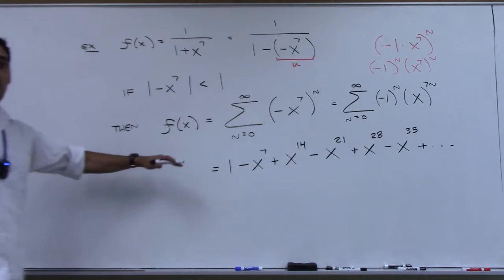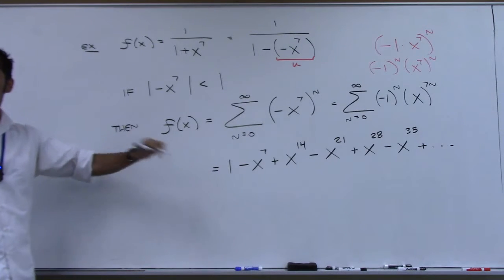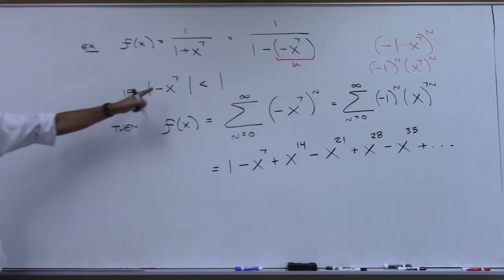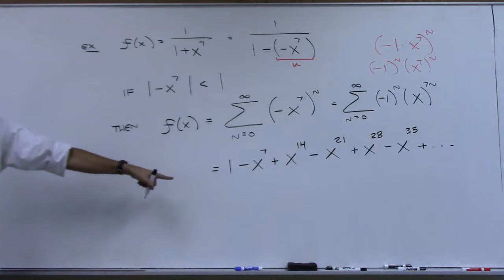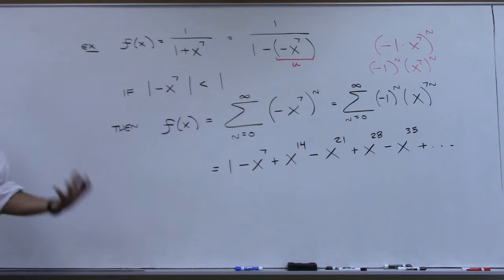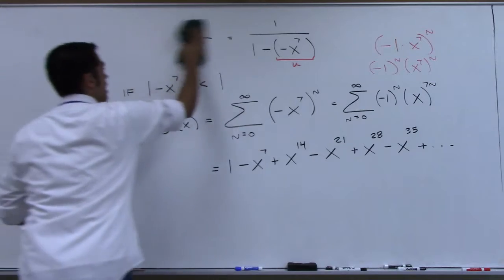But this only works, right? You can only turn that function into this power series if this is true. If this isn't true, this doesn't work. So we have to be within the radius of convergence. And so let's look at that radius of convergence now.